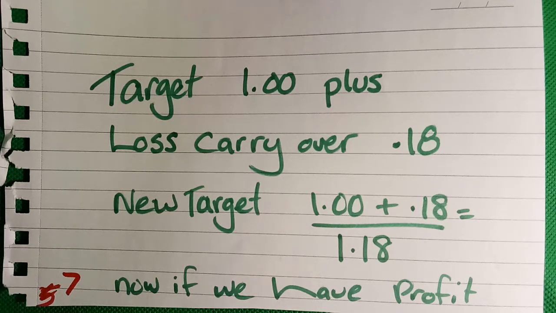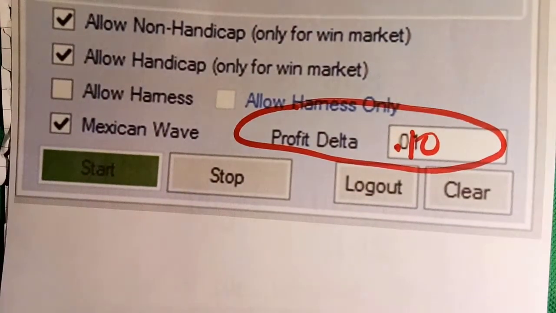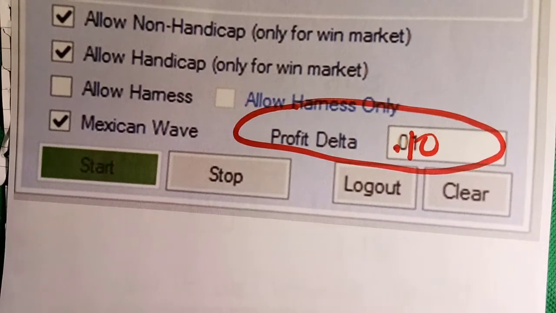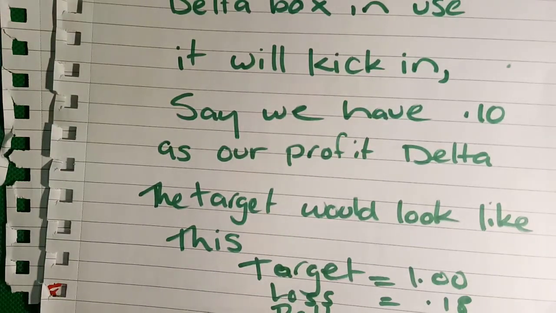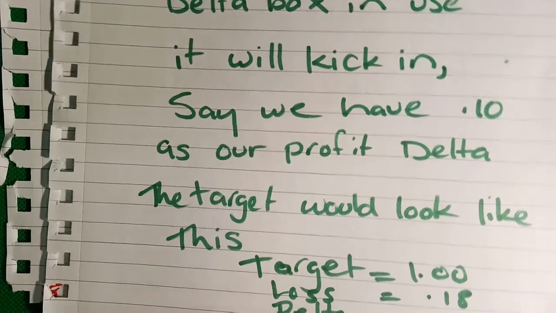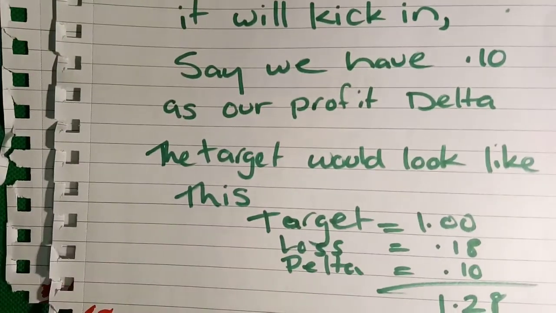Now if we had the delta box ticked, this is it down here, profit delta, and say we had 10p in there, the delta box in use would kick in. So as we said, we had 10p there as our profit delta. The target would now look like this. The target of £1, the loss that we had carried over of 18p, a third of the loss, and the profit delta, in this case, is at 10p. So our new target for this new bet would be £1.28. That's what the bot would try and win on this bet.